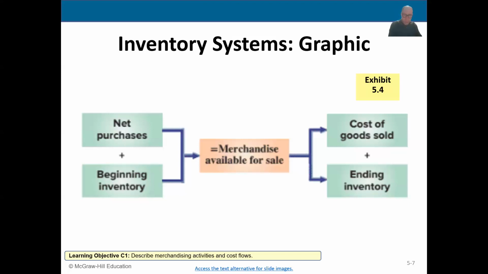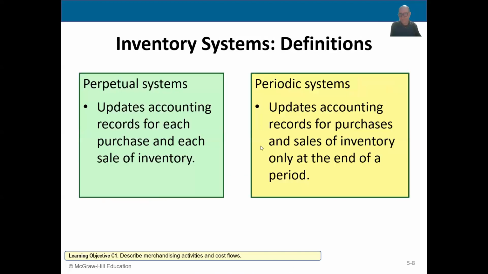So another way to word this, or a second way to calculate how much inventory you have available for sale, you just take cost of goods sold plus ending inventory, right? It's obviously the opposite. So there's two ways to calculate merchandise available for sale: purchases plus beginning inventory, or cost of goods sold plus ending inventory. Either way, it helps you to calculate merchandise available for sale.